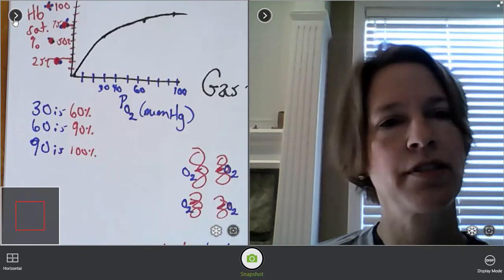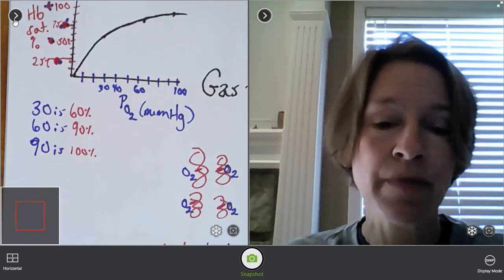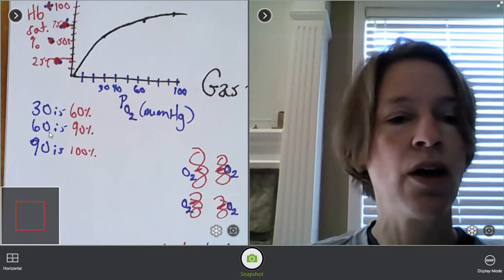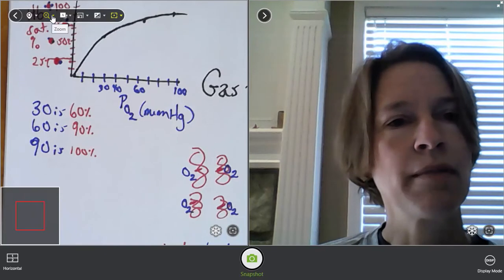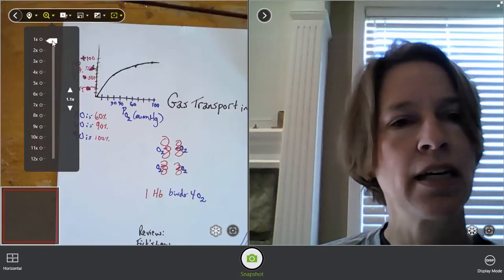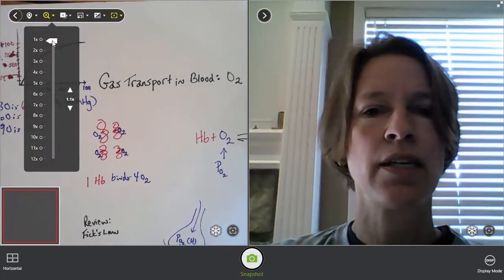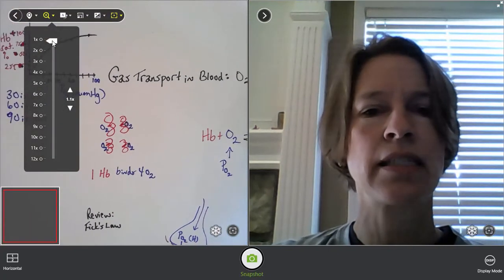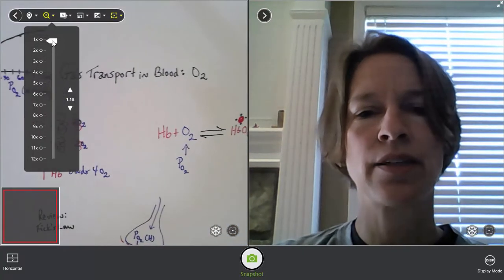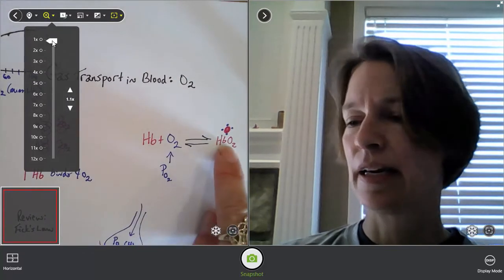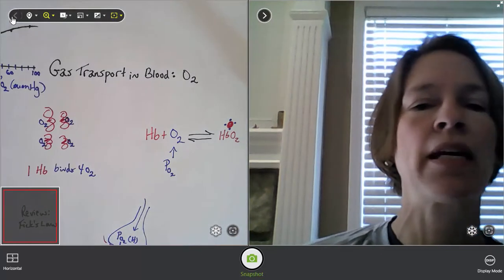It's just the first step to being able to understand how hemoglobin works. It's a protein. It's very predictable. And of course, this does follow along with the equation over here that we drew. And it does follow along with the equation, which is that hemoglobin by itself plus oxygen will bind to the hemoglobin, making oxyhemoglobin.